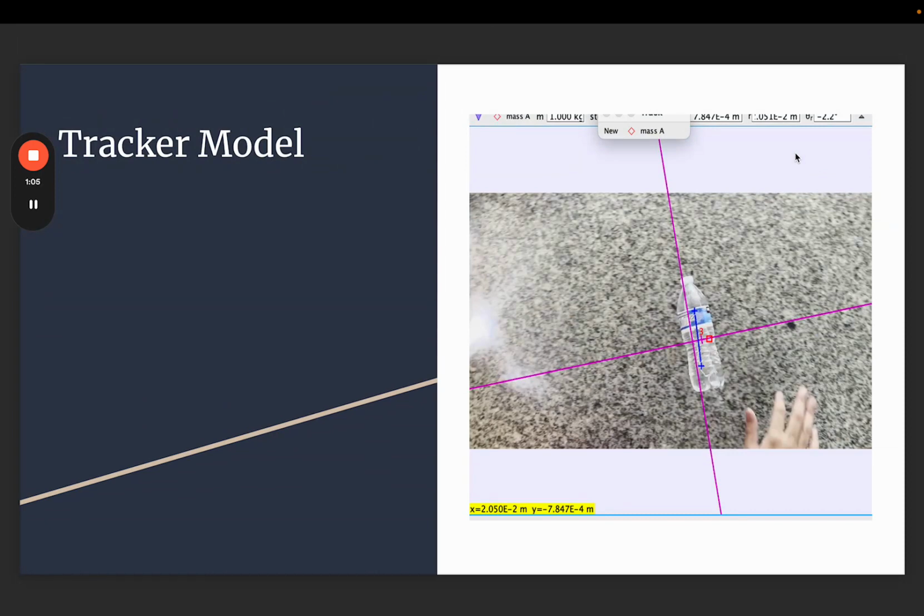Here I included an image of my tracker model so you can see what I used for my experiment. I used a water bottle as my system, and everything around it is the surroundings. Thus, the surroundings include the countertop and anything else that came in contact with the system of the water bottle.